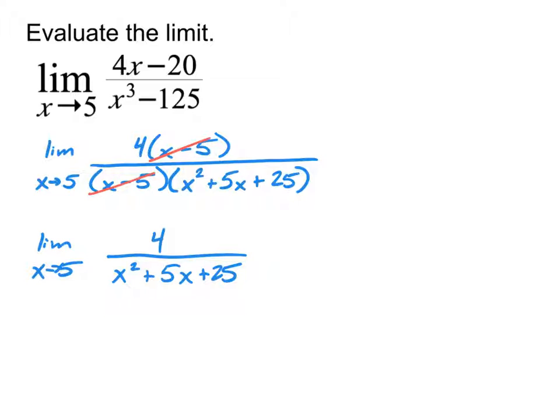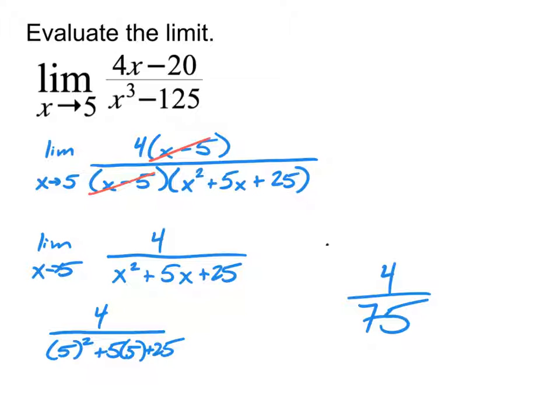All right, so we go ahead and we cancel out those x minus 5s, since we do have that same factor on the top and bottom. Now that we've done that, now we can go ahead and plug in the 5. Plugging in the 5 means the limit notation now goes away. So we're just going to be doing 5 squared plus 5 times 5 plus 25 on the bottom. And so that's 25 plus 25 plus 25. So that'd be 75. So we end up with a grand total of 4 over 75 as our final answer.